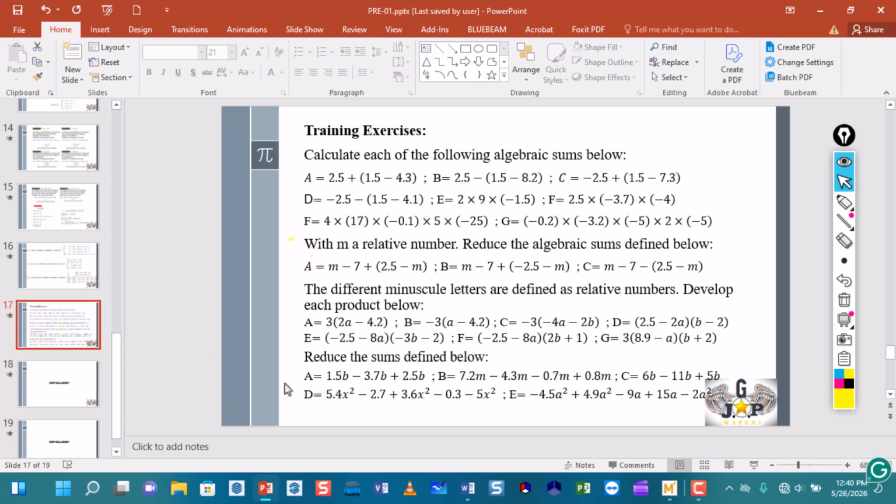So the last exercise says here, reduce the sums defined below. So you have different terms here. They are kind of a flotilla of terms. Then they want you to reduce them, make them small. So you have to compress them.